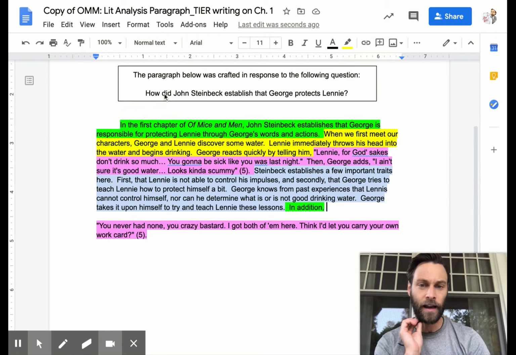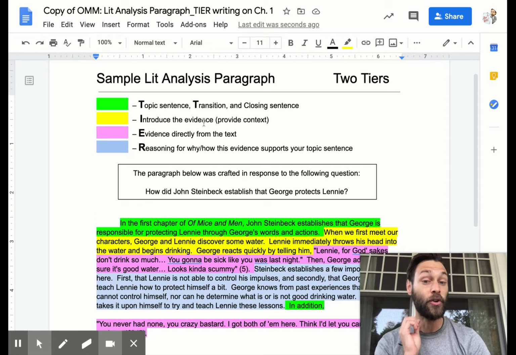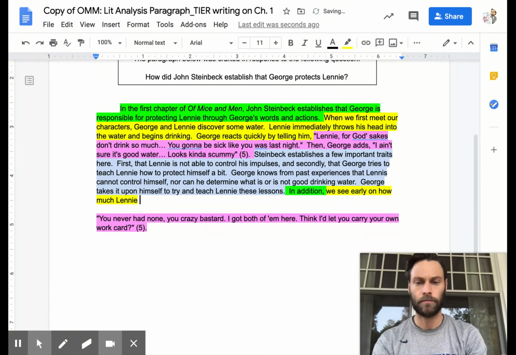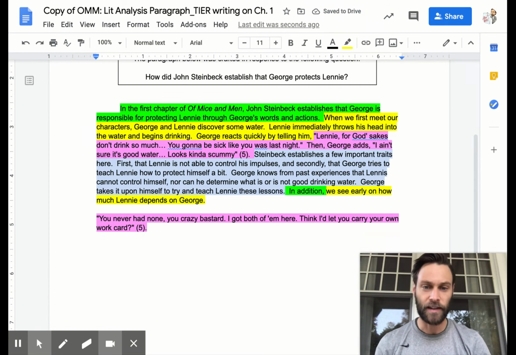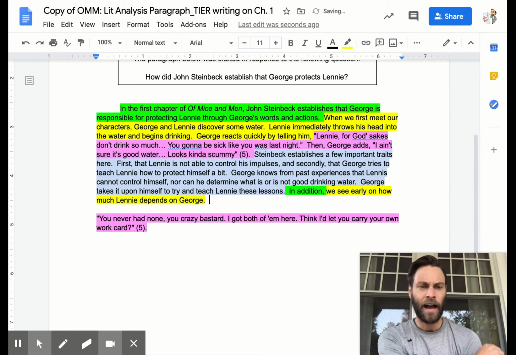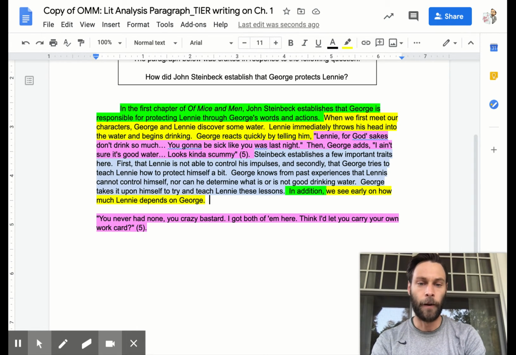So let me once again introduce the new evidence by providing a little bit of context. I'm going to say, "in addition, we see early on," and I'm using "we" as the reader, because I don't want to say "I," but it's something we are experiencing, how much Lenny depends on George. Because this to me is about those work tickets, those work cards, and he needs George. So George is doing something physically, not just saying something, to help protect him a little bit. But I still got to set this up. I can't just say Lenny depends on George, "you never had none." I need more than that. So what's going on?